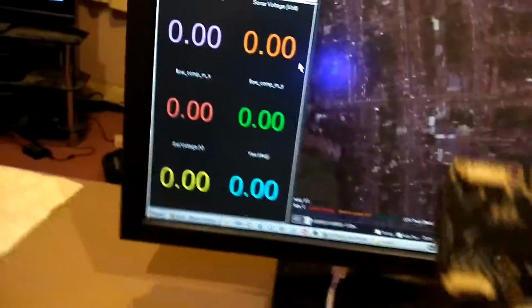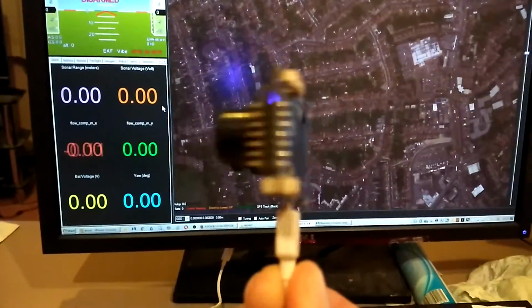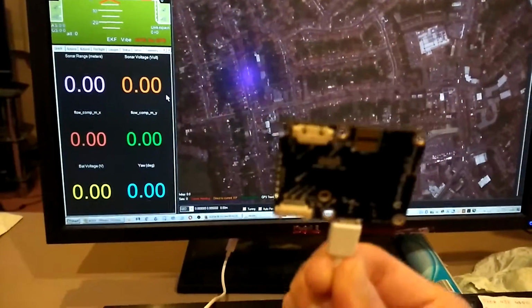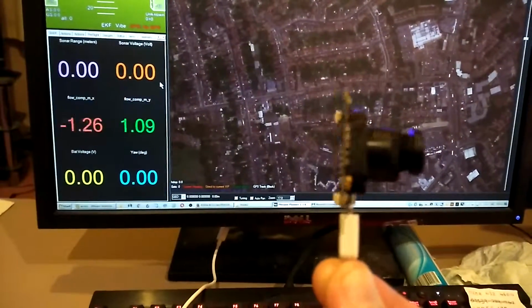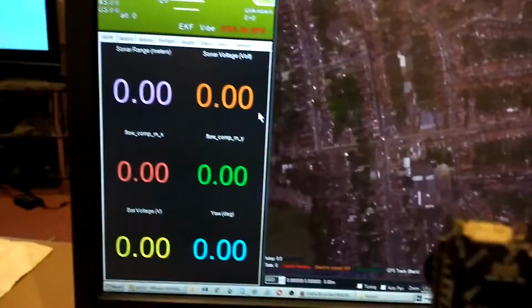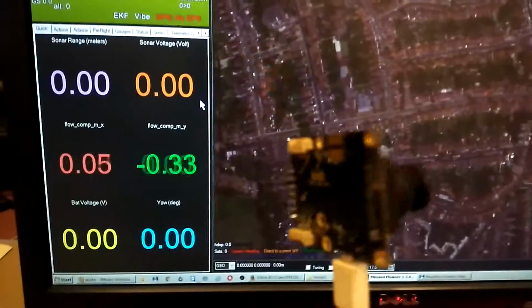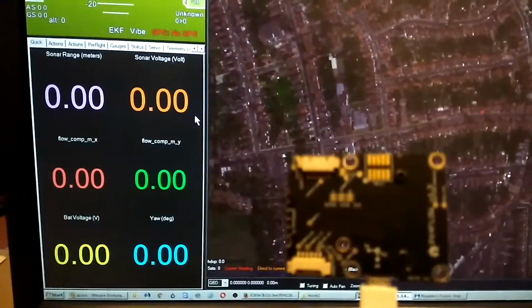Okay, and by the way, this is connected directly with a USB cable straight into a Windows computer, so there's no other devices interfering. I've also tried this on a Raspberry Pi, which is where it's supposed to be used, and again we get the same problem where the camera is working but the sonar is not.